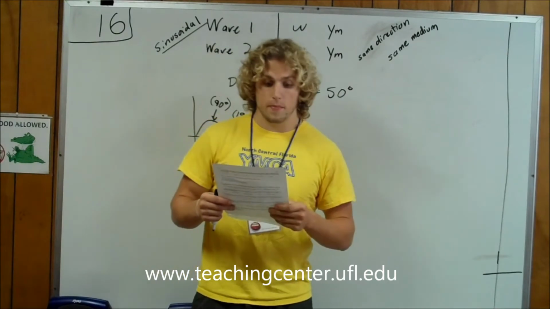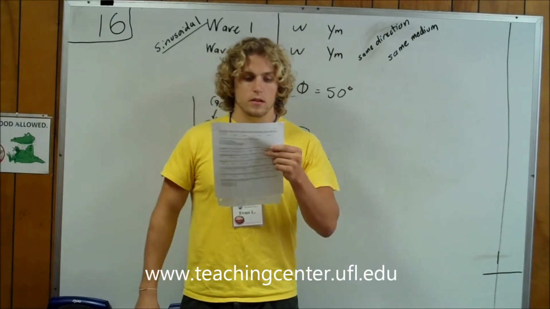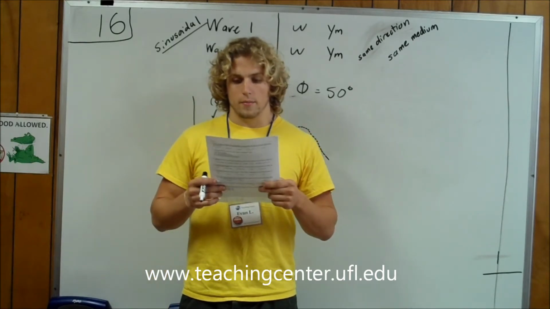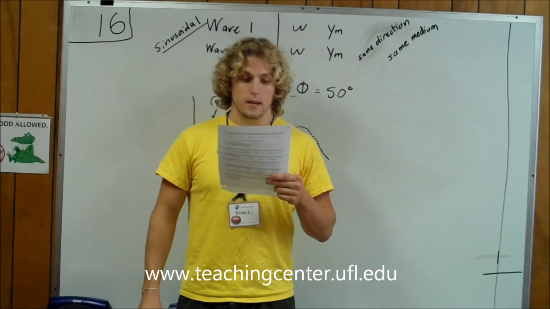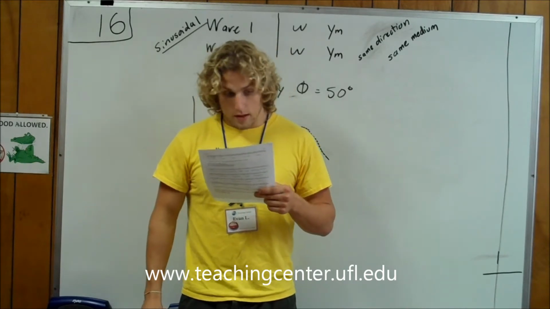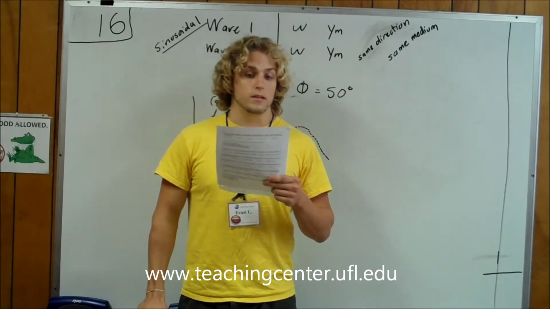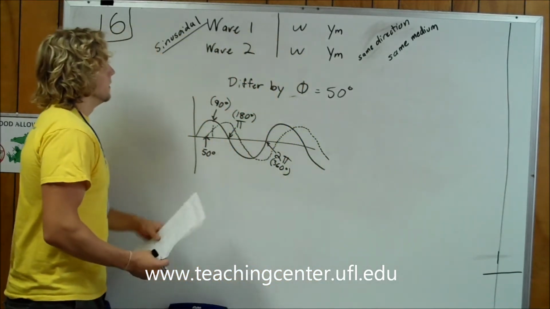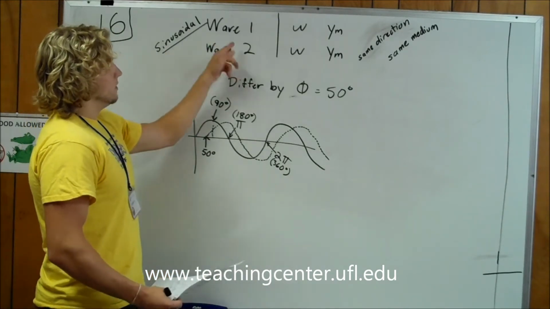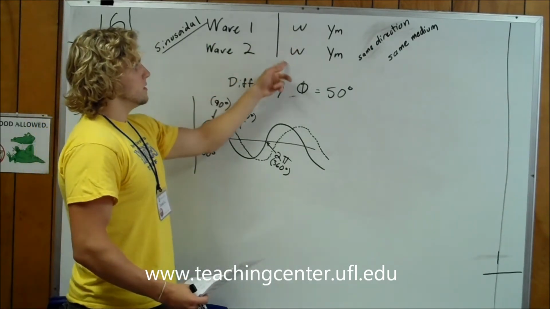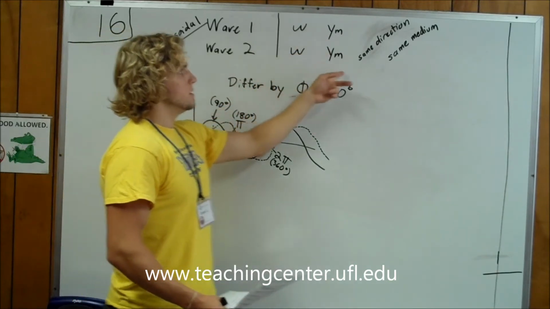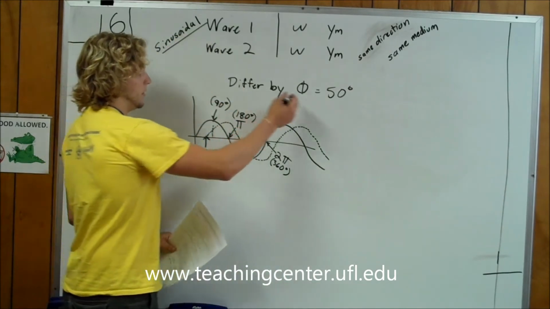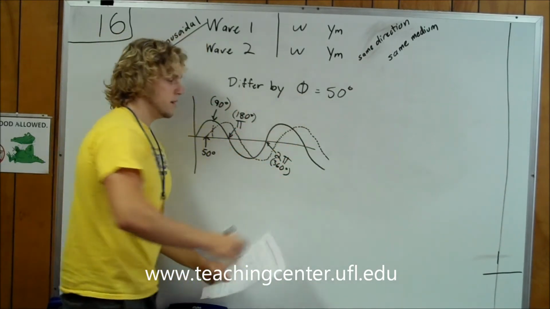Problem number 16 states, two sinusoidal waves have the same angular frequency and same amplitude, Ym, and travel in the same direction in the same medium. But if they differ by 50 degrees, the amplitude of the resultant wave is given by what? So, we have sinusoidal wave 1 and wave 2. Same angular frequency, same amplitude, same direction, same medium. Whole lot's the same, but they differ by a phase angle of 50 degrees.